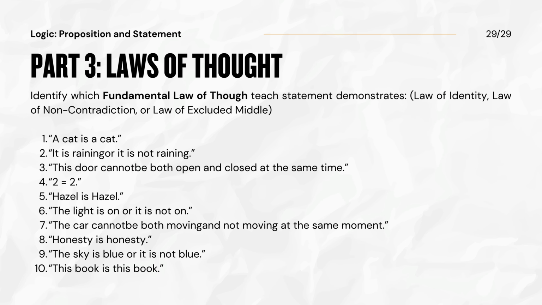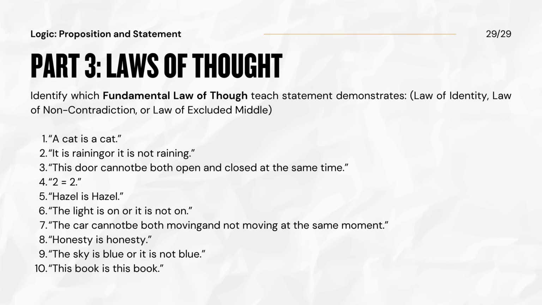Answer, law of non-contradiction. Dahil hindi maaaring sabay na totoo ang magkasalungat. Ang pinto ay hindi pwedeng bukas at sarado sa parehong oras. Number 4, 2 equals 2. Answer is law of identity. Dahil ang bawat bagay ay katumbas ng sarili nito. So, ang number 2 ay palaging number 2. Hindi kailanman magiging ibang number at hindi rin ito nagbabago.